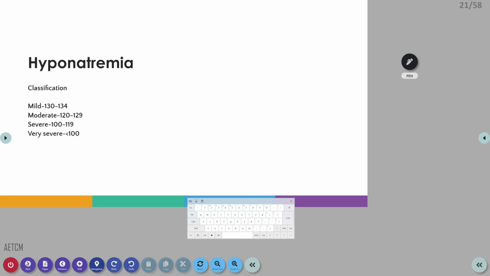Now we come to hyponatremia. Hyponatremia is classified basically into mild, moderate, severe and very severe hyponatremia based on the serum sodium concentration. Mild is around 130 to 134, moderate 120 to 129, severe 100 to 119, and very severe is less than 100.